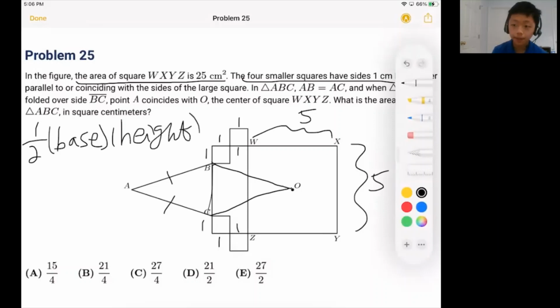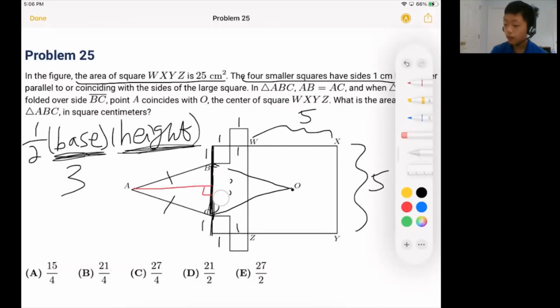And we can easily find the base, right? The base is pretty easy to find because if we treat BC as the base, then we know this entire length is 5. And we know this length is 1, this length is 1. So this length must be 5 minus 1 minus 1, which is 3. So we found that the base is 3. And now all we have to do is find the height. So the height is this height downward, this red length. We have to use the condition that when it's folded over BC, point A coincides with O. We need to use that piece of information somehow.